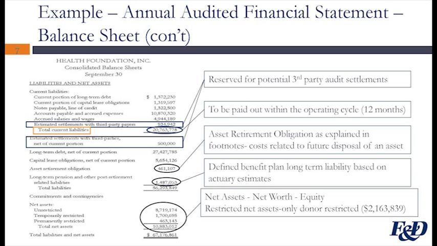Now, the temporary and permanently restricted net assets should tie back to the asset side of the balance sheet, that assets whose use is limited, donor restricted. So we talked about that a few minutes ago. Those two should always be in sync. Your temporarily restricted and permanently restricted net assets, when combined, should equal your donor restricted assets whose use is limited.